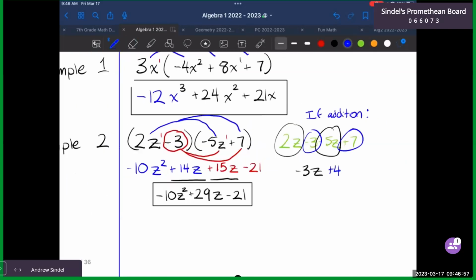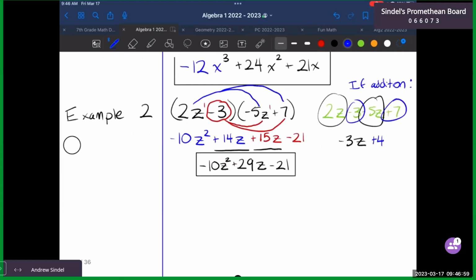Oh, yeah. So I wanted to say this too. Some people have a special name for this. Some people call this method foiling. Is that what you guys learned as well? Foiling, I'll write it off to the side. F-O-I-L. That's what most Algebra 1 teachers use.